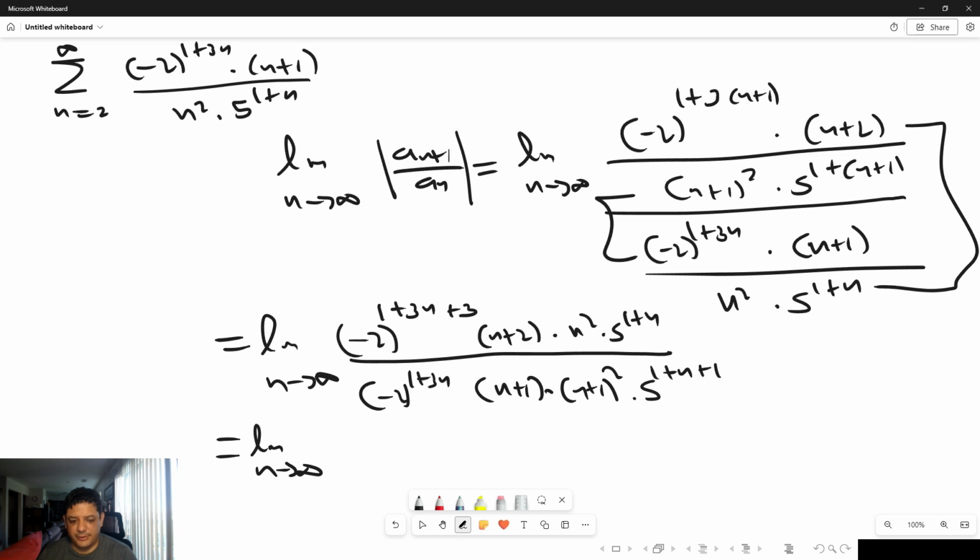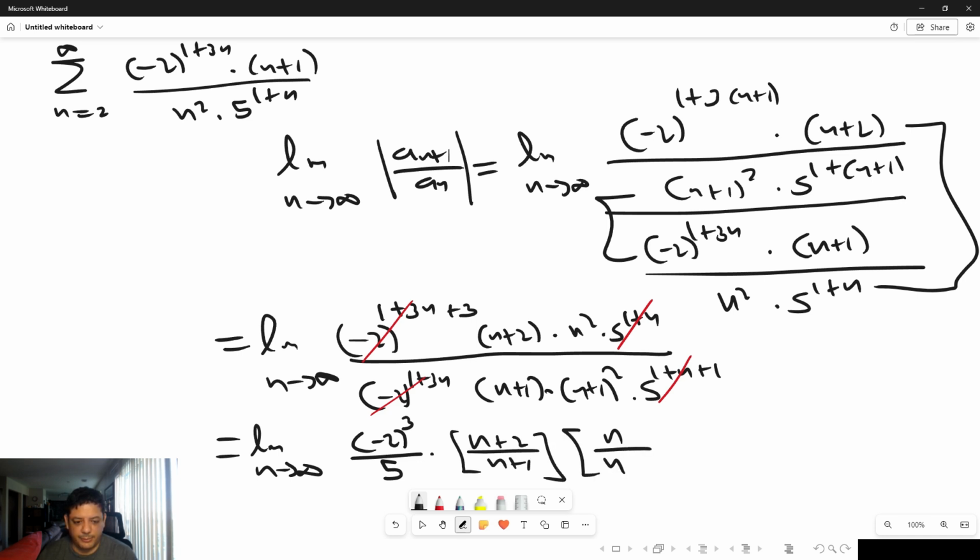So the next step, I can fold similar terms. This is going to cancel out, right? This piece cancels out with this. And here I'm just going to have minus 2 to the 3 on the top. A similar thing is going to happen with this 5 to the 1 plus n. It cancels out with this, and only one 5 is left at the bottom. So now I have that. And from these similar terms, I'm just going to fold this out. And I can see this as n plus 2 over n plus 1. And I can fold these two together too. This is n over (n plus 1) squared.